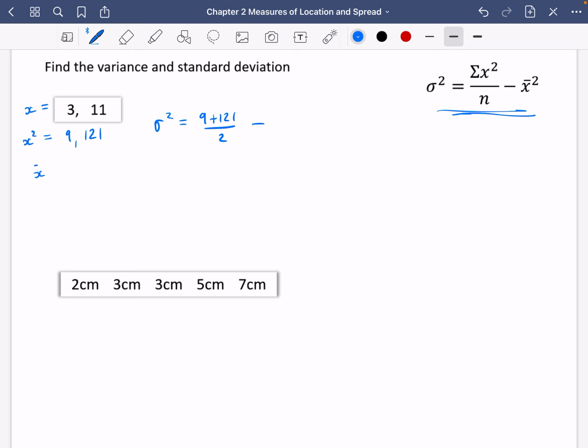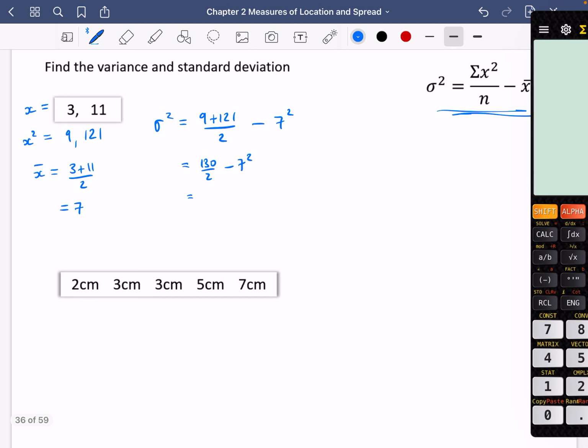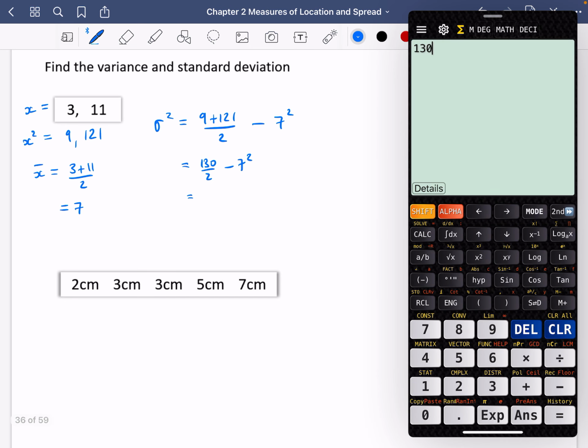Well, let's just quickly find out the mean value. The mean value is going to be 3 plus 11 divided by 2. So that's 7. So I'm going to subtract 7 squared. So what I've got is 130 divided by 2 minus 7 squared is going to be the variance. So 130 divided by 2 minus 7 squared. So I've got that the variance in this case is 16, which means that the standard deviation is the square root of the variance, which is just going to be equal to 4.